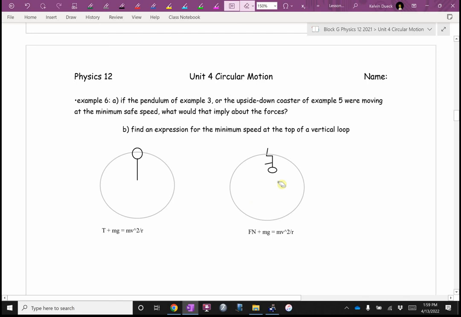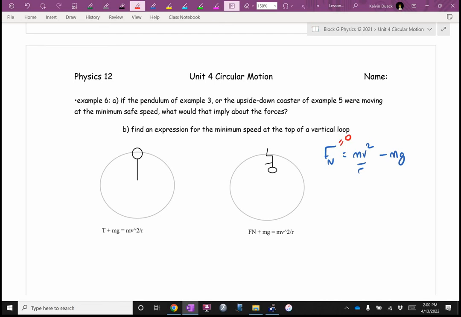I'll come back to the tension one, but we just did the roller coaster. We said the normal force was equal to mv squared over r minus mg, right? What's the minimum safe speed? The lightest you can feel is when the normal force equals zero. That's when you feel weightless. Any slower than that, and the coaster will actually come off the track and crash down, unless it's held on by grips.